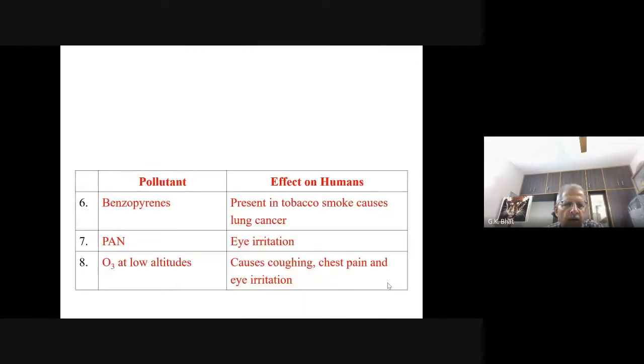Right. Now let us look into another pollutant, benzopyrene. These are present in tobacco smoke, causing lung cancer. So what you should know is which particular pollutant is present, what is the source of that pollutant, and what is the effect of that pollutant. PAN causes eye irritation, and ozone at a low altitude causes coughing, chest pain, eye irritation, etc. I will be talking about ozone later.